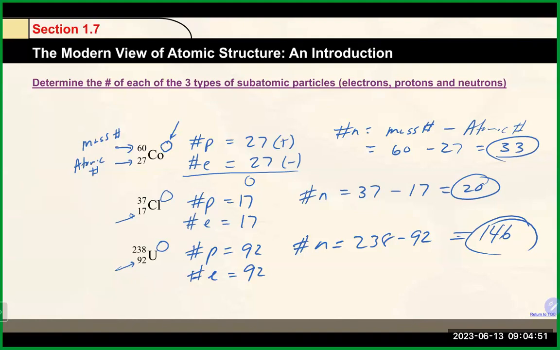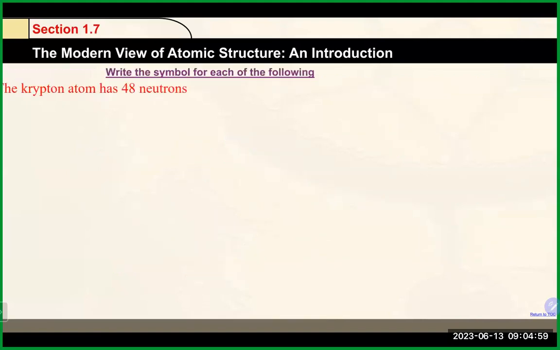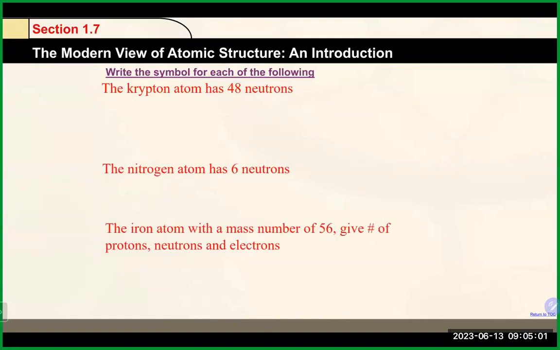Yeah, we'll talk about things with charge in just a second, what happens with those. Other questions? Okay, all right, then let's do this one here. Write the symbol with the mass number and atomic number for each of these and see what you come up with. Okay, let's take a look.